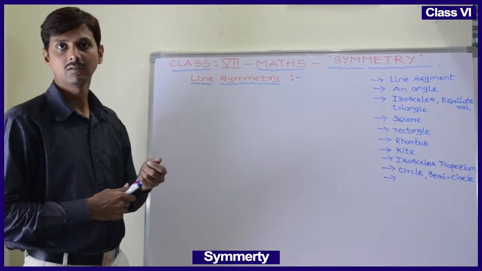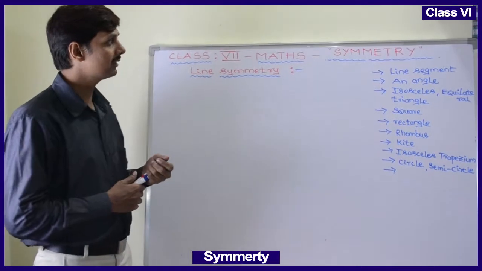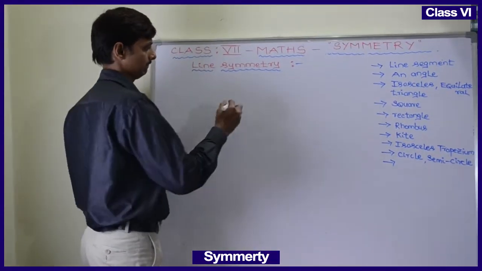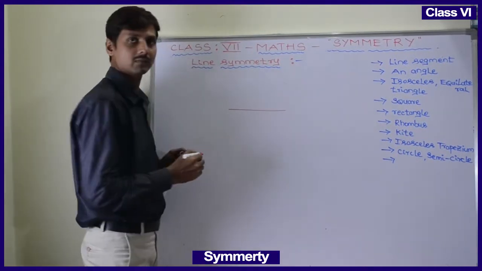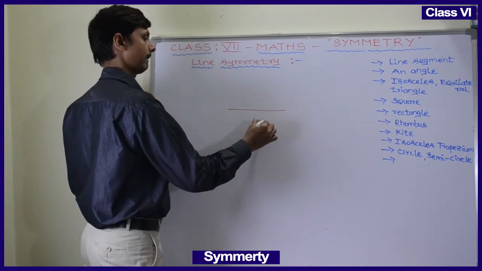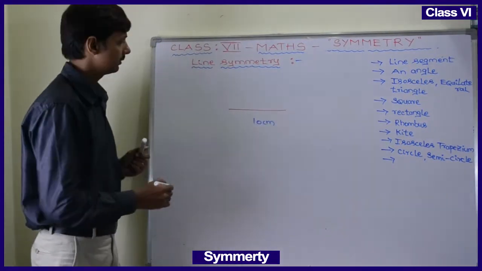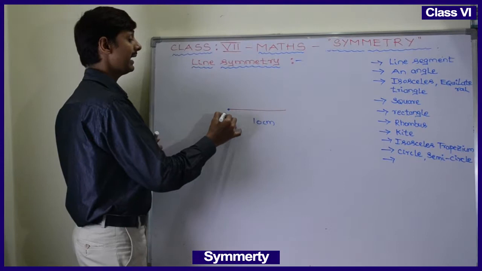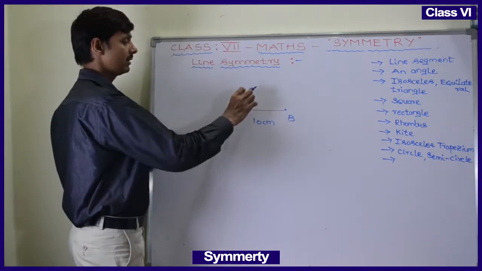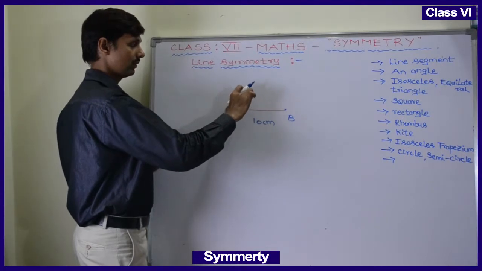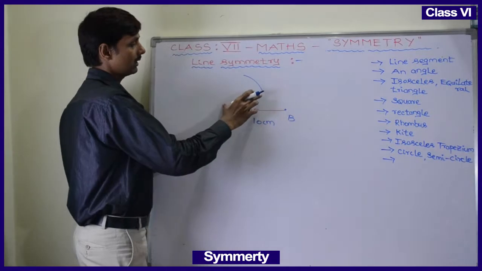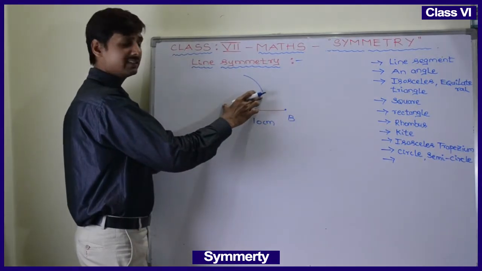Line symmetry. For the first figure, take a line segment which is 10 centimeters and name it AB. Using point A, make an arc by taking more than half the radius.